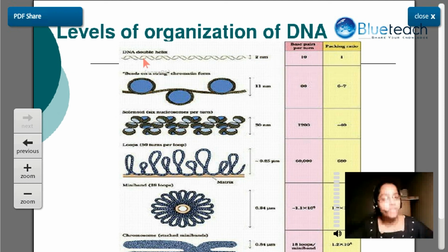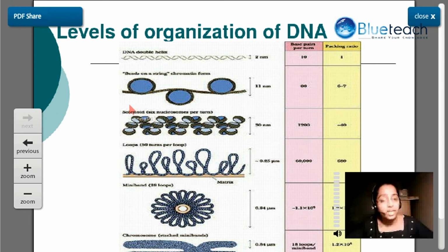Now moving to the next stage, that is beads on the string stage, where we can see that the DNA has wrapped around the nucleosomes, and it appears almost like a chain containing a number of beads. And here we can see that the base pairs per turn are 80, and the packing ratio is 6 to 7. And the diameter varies from 10 to 11 nanometers.